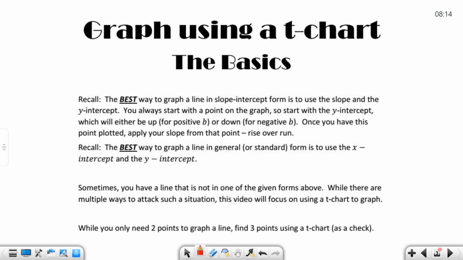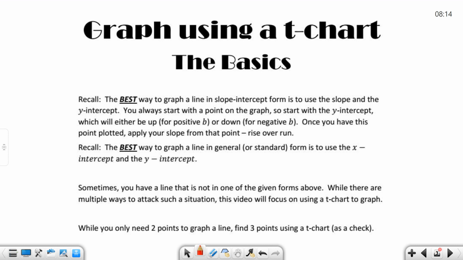So while you only need 2 points to graph a line, if you notice the methods, when we're given a y-intercept and then apply the slope to get another point and then graph it, or the two intercepts, x and y-intercepts, and then graph it, okay? And sometimes the x-intercept is the y-intercept, which is the origin. You only get 1 point. You got to find another point. And a T-chart helps you with that because you're plugging in a value and getting another value out, all right?